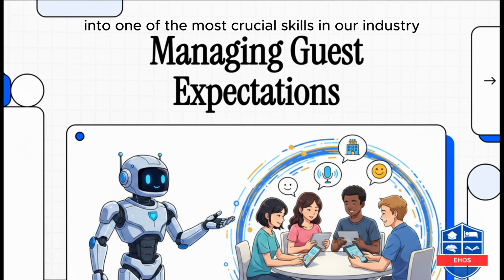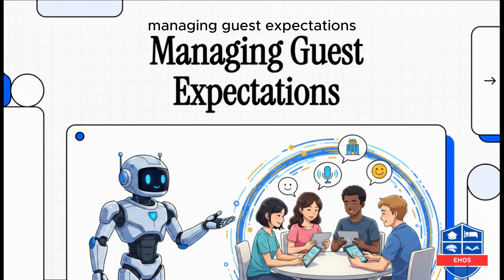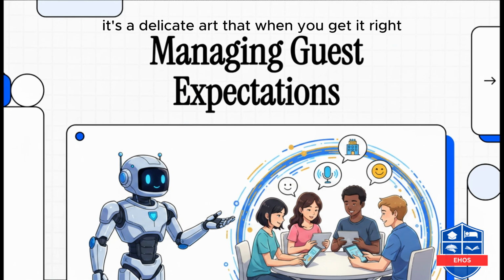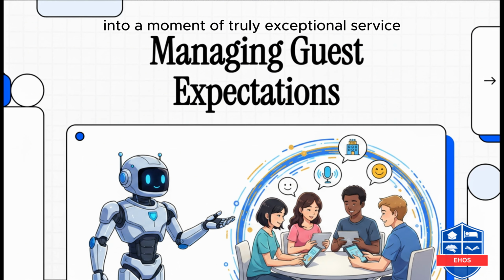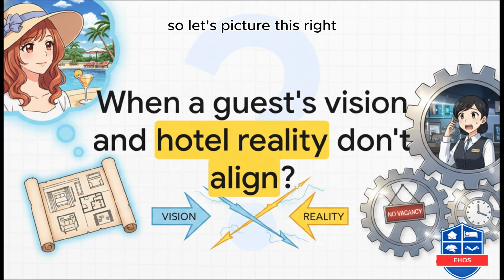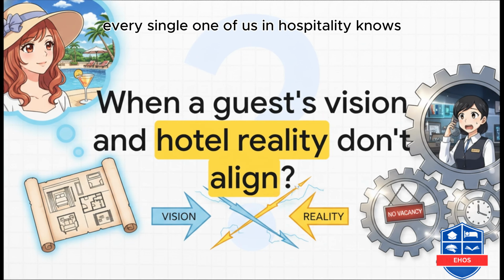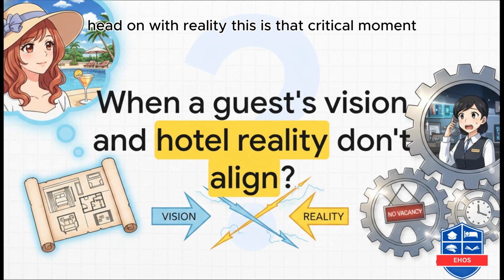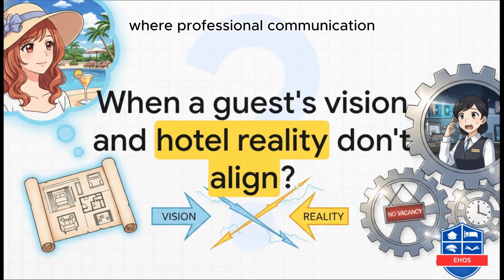Today, we're diving into one of the most crucial skills in our industry, managing guest expectations. It's a delicate art that, when you get it right, can turn a potential problem into a moment of truly exceptional service. So let's picture this, right? It's a situation every single one of us in hospitality knows all too well. A guest arrives, and in their mind, they have a perfect vision for their stay. But what happens when that vision collides head on with reality? This is that critical moment where professional communication isn't just a nice skill to have, it is absolutely everything.